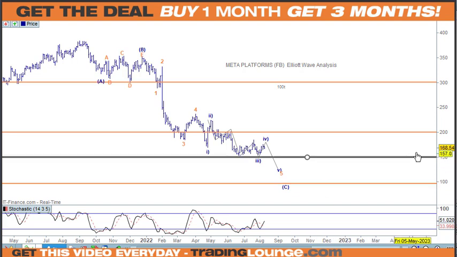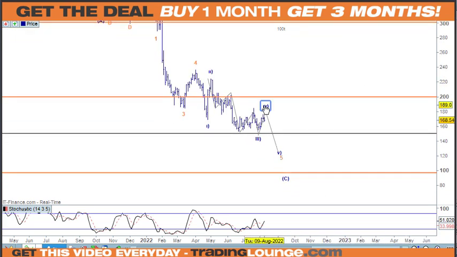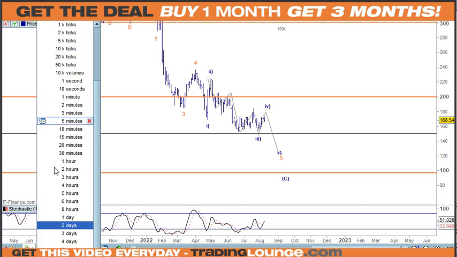And because it's doing its own thing, this wave 4 that we're looking for, we could actually put it in there on top right now, and it can make new lows at this point. But I'm not going to do that. We're going to go to the one. This is a 2-day chart. Nothing special about that.